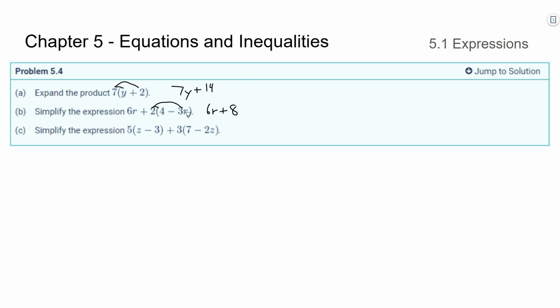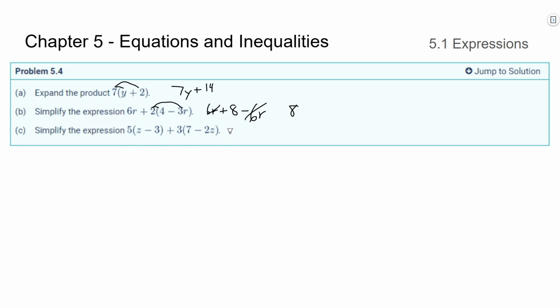And make sure you remember this negative sign. The thing that's going to mess you up the most in algebra is likely going to be missing signs. So be really careful with making sure that you're putting all the negative signs where they need to be. So 2 times negative 3r would be minus 6r. Okay, and so simplify the expression. Well, 6r minus 6r just cancels out. That's just a 0. And then we're left with 8. All right, make sure that that is correct. Yep, okay.